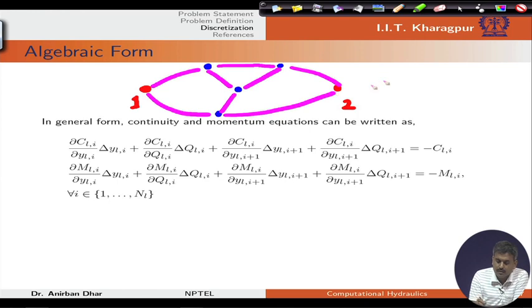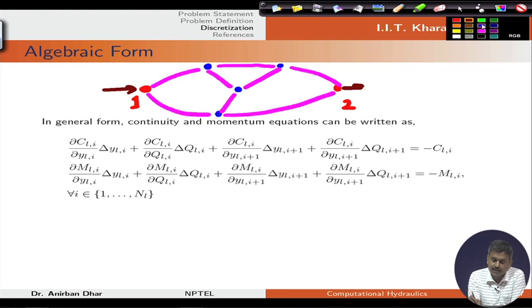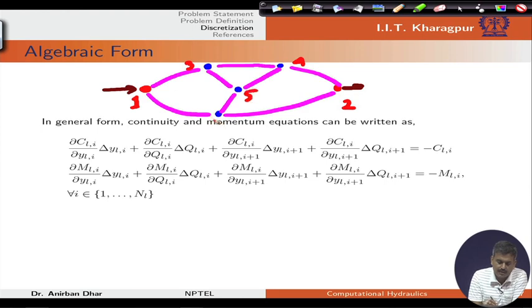So, one by one let us consider the conditions for different junctions. This is junction number 3, 4, 5 and 6. These are our channel reach numbers 1, 2, 3, 4, 5, 6, 8 and this is 7.